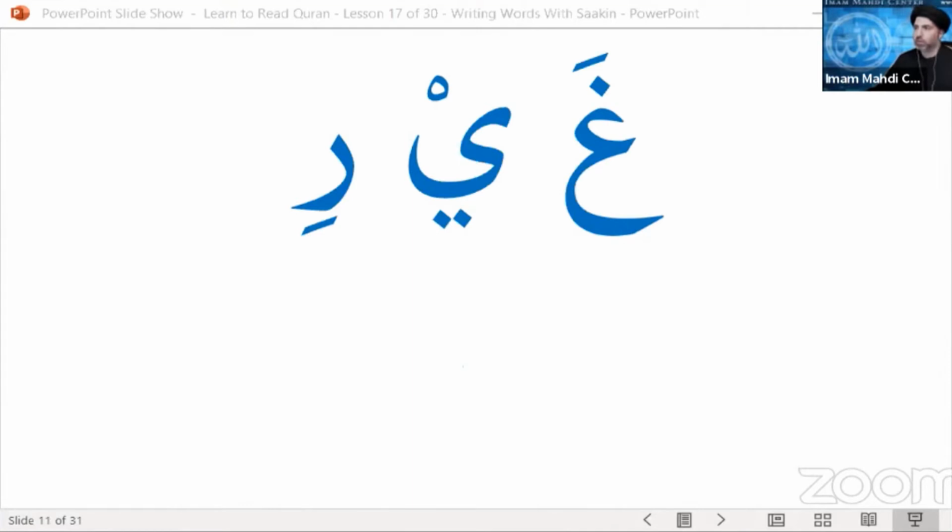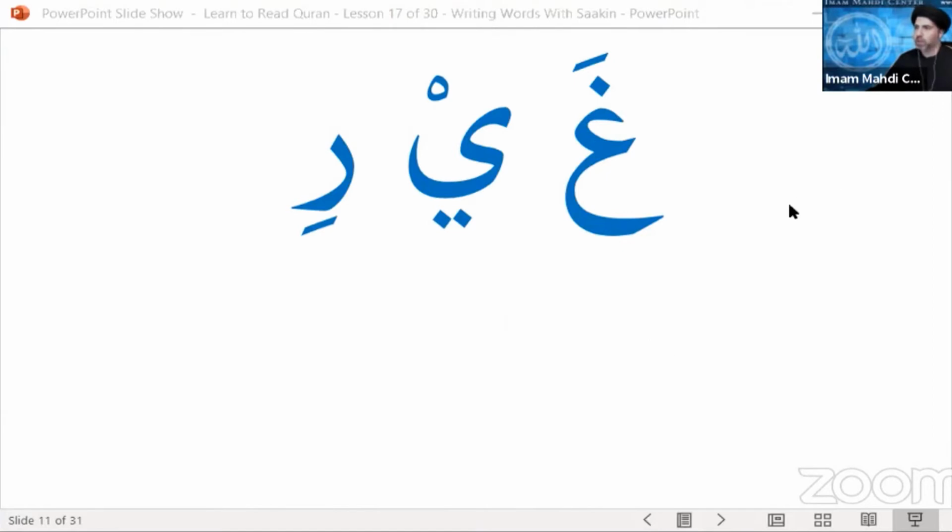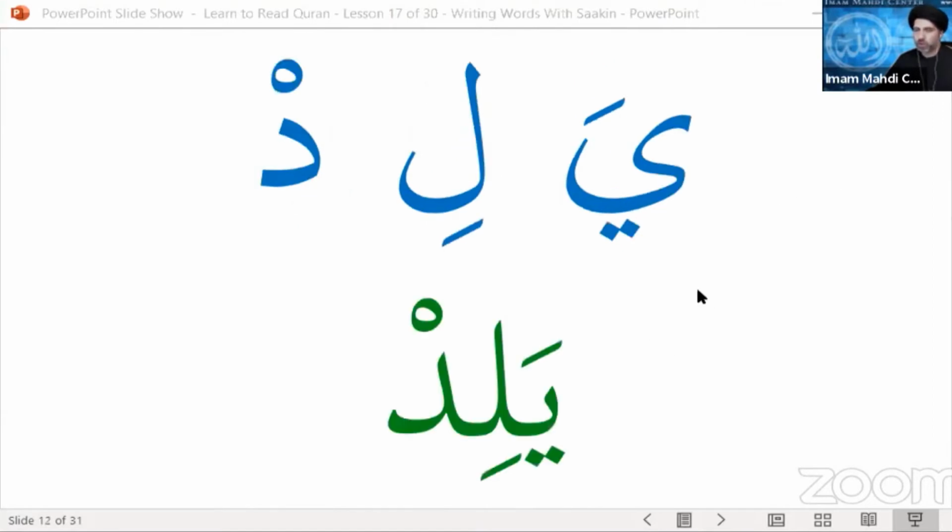So this is ghayre. Now you get your pen and paper, and you write your lowercase ghain. And of course, the ghain has one dot, and in this word, ghain has a fatha, so we write that. And then the lowercase ya, which has two dots underneath, and in this word, the ya has that sakin. So this portion is pronounced ghay, and then we write the ra with its kasra. So this is ghayre. Our next word has three letters as well.